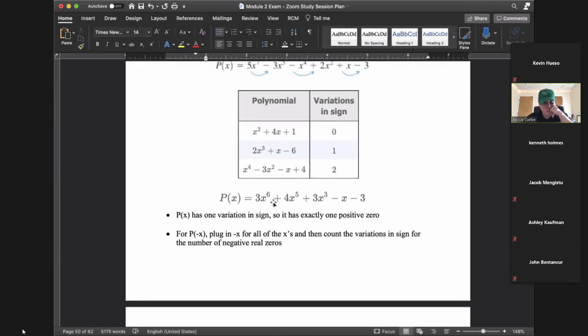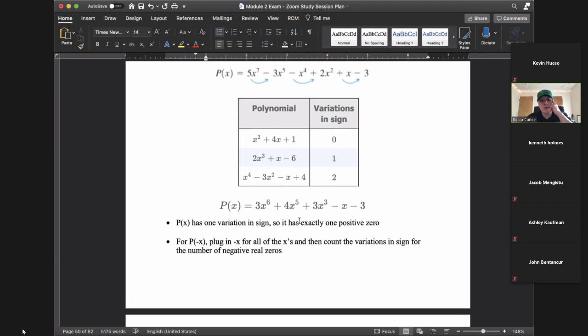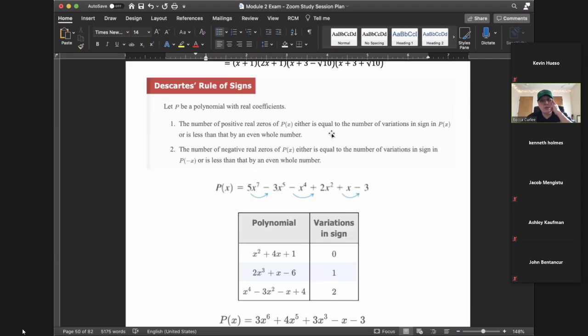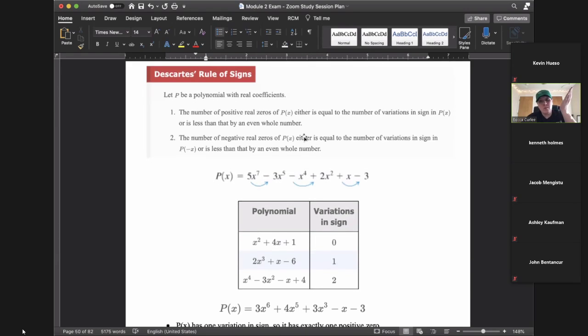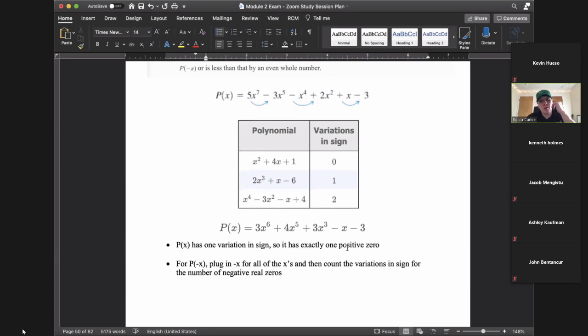So right here, we can see P of x has 1 variation in sign, because we're going from positive 3x to the 6th to positive 4x to the 5th. So that hasn't changed. So we're going from positive 4x to the 5th to positive 3x to the 3rd. That hasn't changed. So then we're going positive 3x to the 3rd to negative x. So there's a variation in sign right there. And then we're going negative x to -3. There's no variation in sign. So there's 1 variation in sign total for P of x. So that means it has exactly 1 positive zero, because it can either be equal to the number of variations in sign, or it can be less than that by an even whole number. So it has to be less than that by an even whole number, like 2, for example. But since it's 1, it has exactly 1 positive zero.